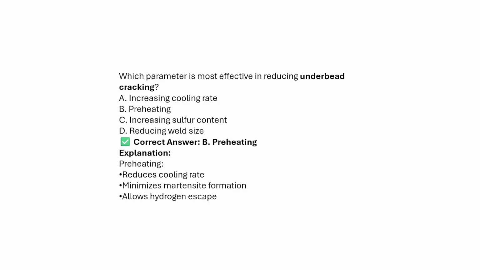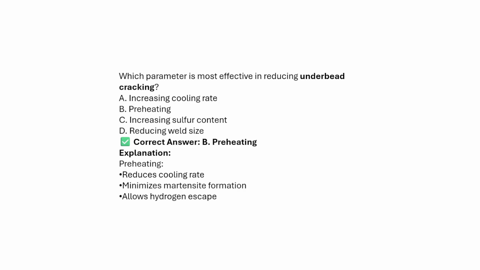Which parameter is most effective in reducing underbead cracking? How can we prevent it? Generally, cold cracking can be prevented by the preheating process. With preheating, the cooling rate is reduced, which reduces the formation of the martensitic phase and also allows the hydrogen to diffuse out. Option A is increasing the cooling rate. If we increase the cooling rate, martensitic formation is more, which is not desirable.